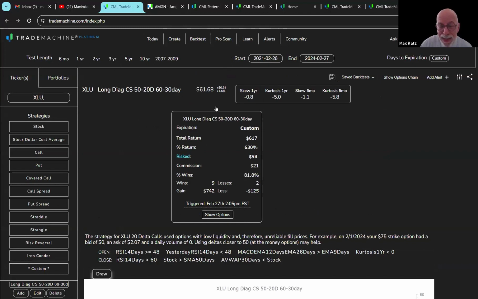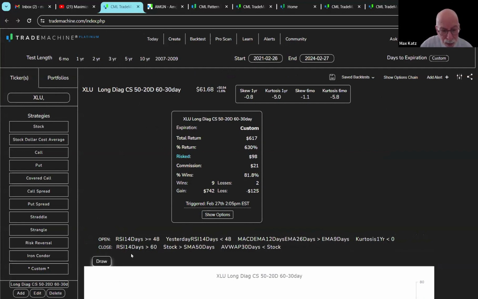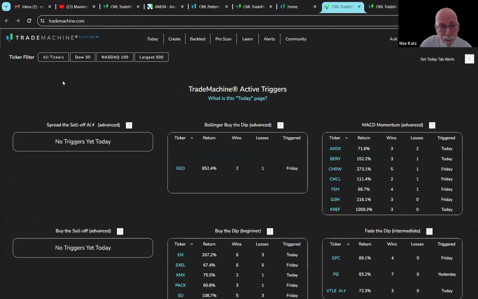But let's say I just want to set an alert for the first one. You can set alerts for all three. I would do it if I was taking the trade, but just so we don't spend a lot of time, I'm just going to do the RSI 14 greater than 60. So I want to get to the alerts tab. I want to keep this tab open, so let's go to a copy of the Today tab.